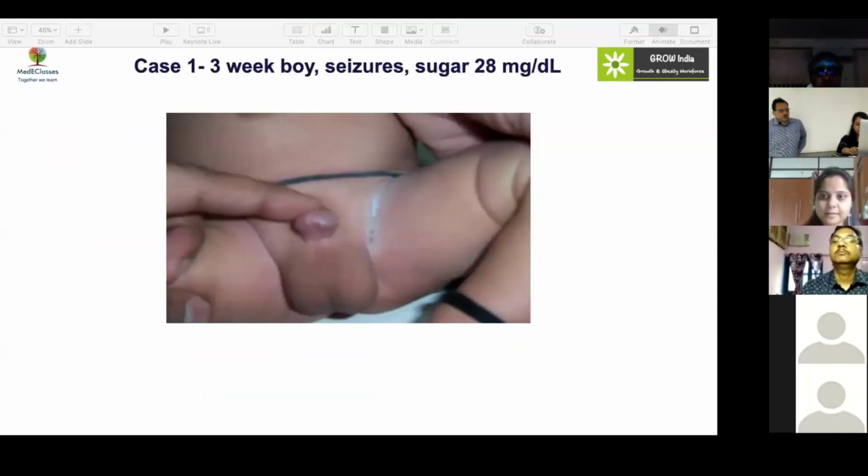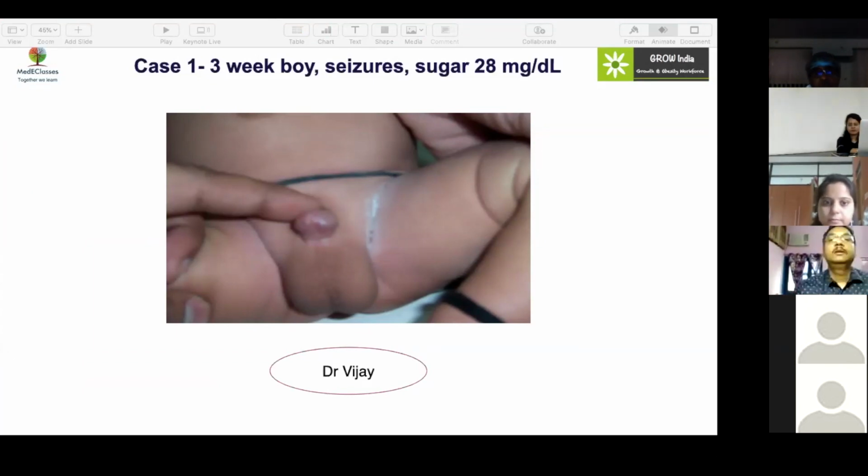Case of a 3-week-old boy presented with seizure, and at the time of seizure, sugar level was 28 milligram per deciliter, and on examination there was micropenis. So by looking at the hypoglycemia and finding of micropenis, this points towards the MPHD, but we will evaluate this child as per protocol. So Dr. Vijay, how will you evaluate this child?